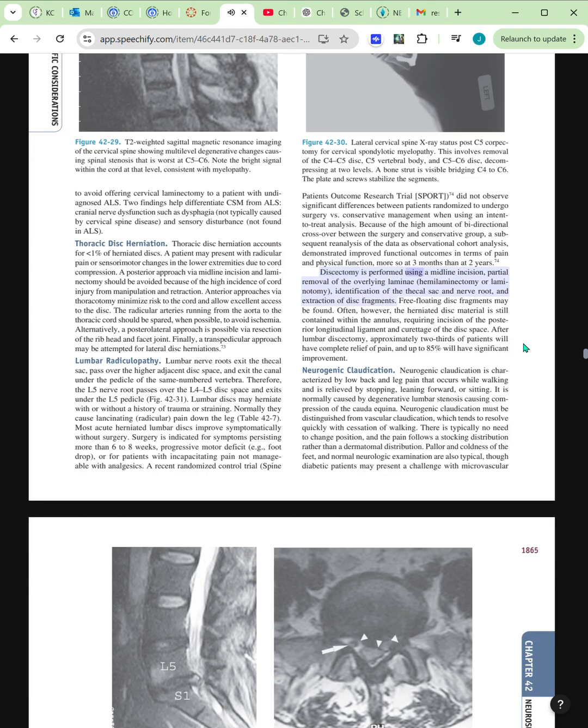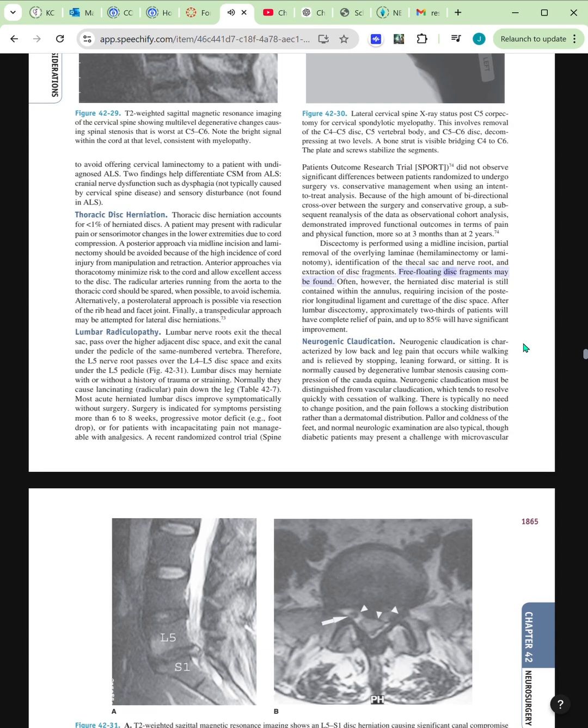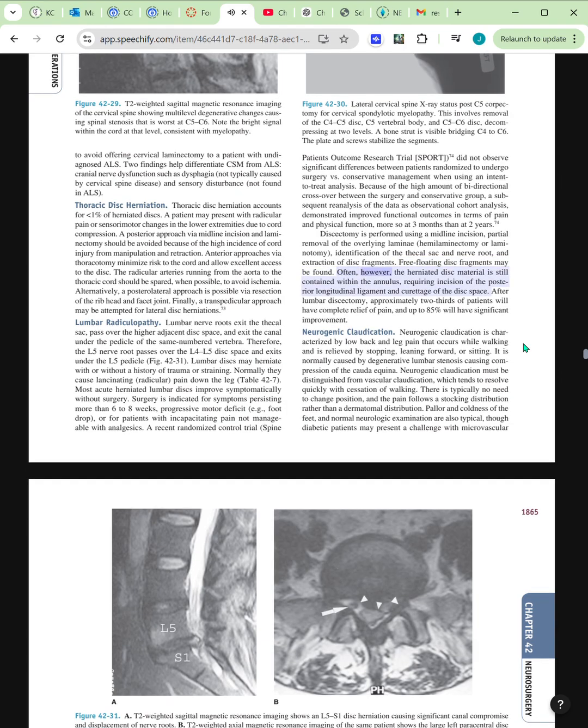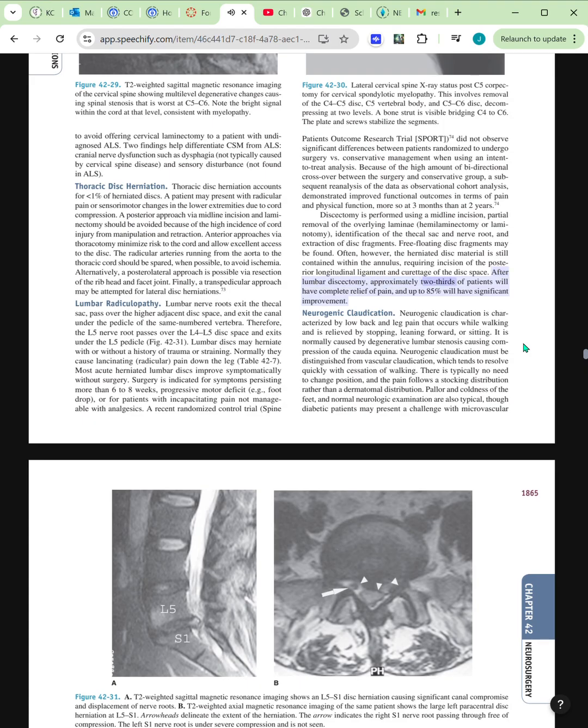Discectomy is performed using a midline incision, partial removal of the overlying laminae, hemilaminectomy or laminotomy, identification of the thecal sac and nerve root, and extraction of disc fragments. Free-floating disc fragments may be found. Often, however, the herniated disc material is still contained within the annulus, requiring incision of the posterior longitudinal ligament and curettage of the disc space. After lumbar discectomy, approximately two-thirds of patients will have complete relief of pain, and up to 85% will have significant improvement.